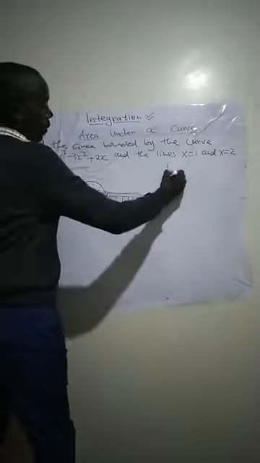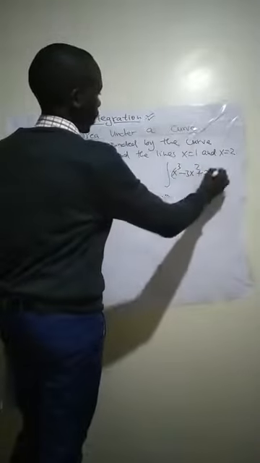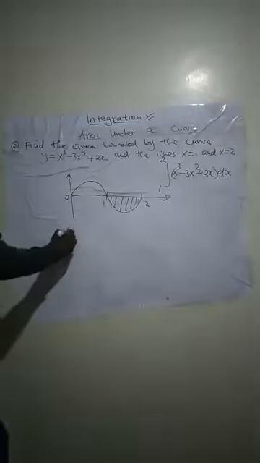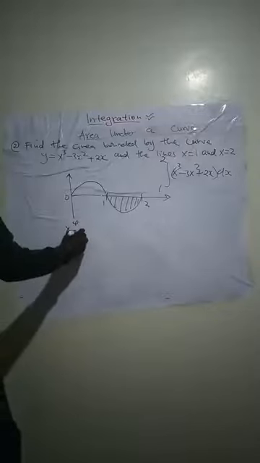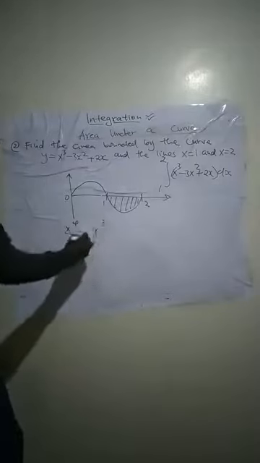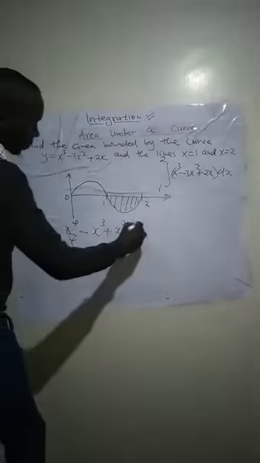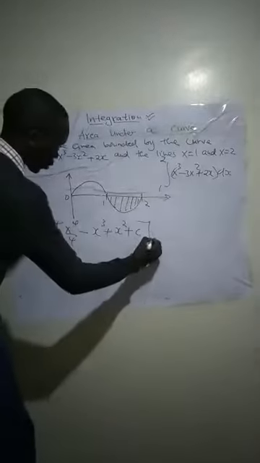So the first step is to integrate that function, x cubed minus 3x squared plus 2x. Notice the limits should be from 1 to 2. The question is specific on the range: where are you going to start and where is it supposed to end? So when you integrate that, you should get x to the power 4 over 4 minus x cubed plus x squared plus c. Lower limit is 1, the upper limit is 2.